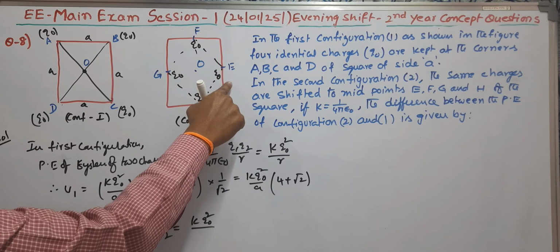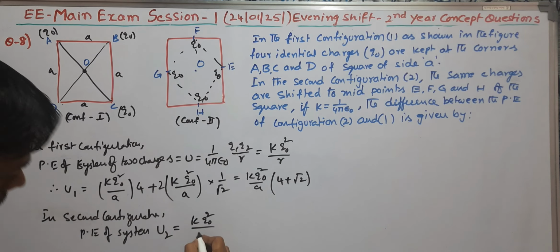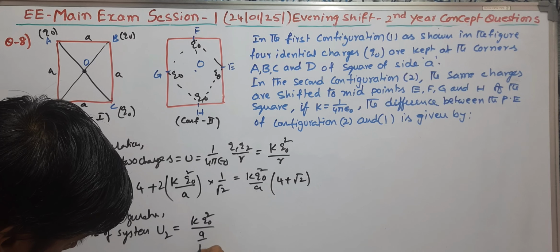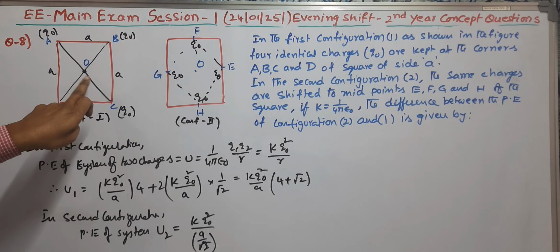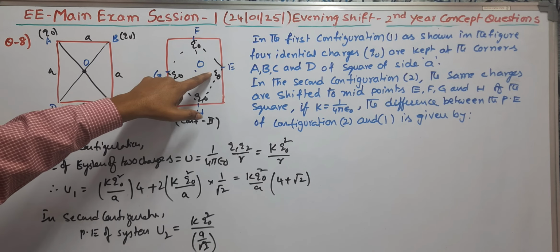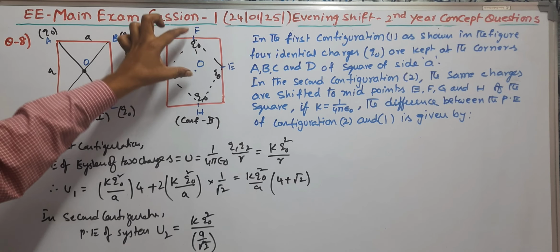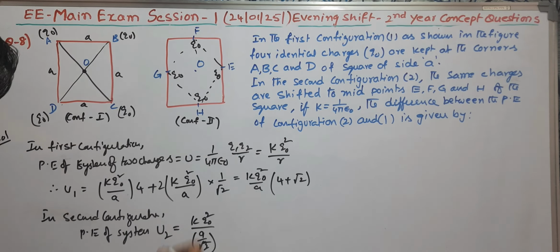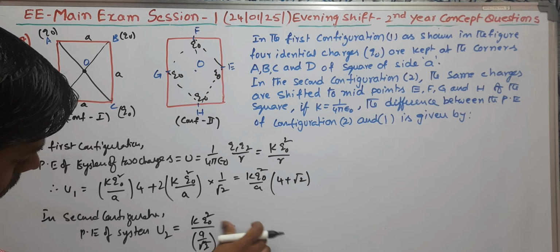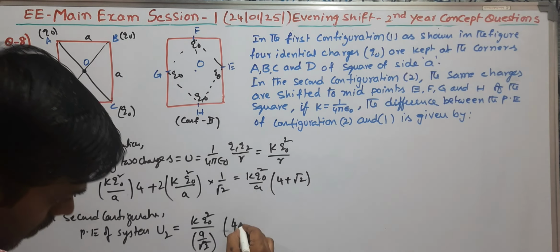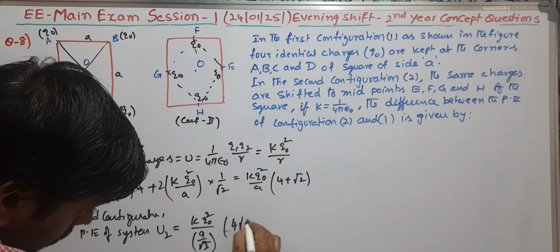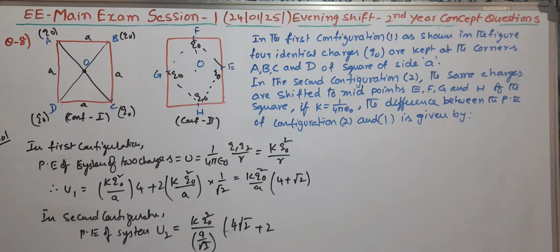This is a by 2, this is a by 2, this is what? Root 2 a by 2, that means what? Root 2, that means a by root 2, 1 by root 2 into a, that means a by root 2. Okay, like that 4 plus the remaining 2 are there. What is that? EF, HF and EG, which also contribute, isn't it? So when you take this k q naught variable common, that means what? 4 plus 4 root 2 plus 2, this is what you get as the potential of this system.